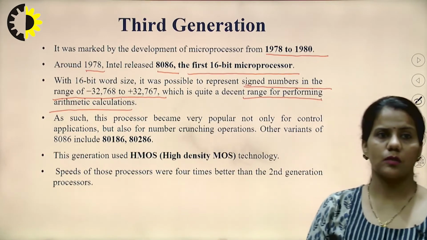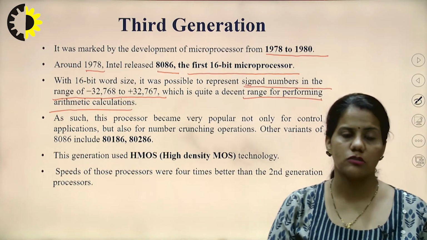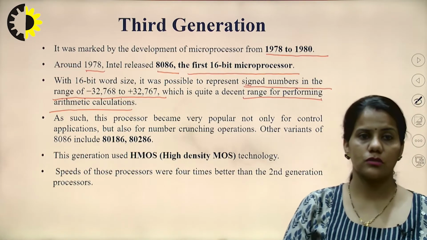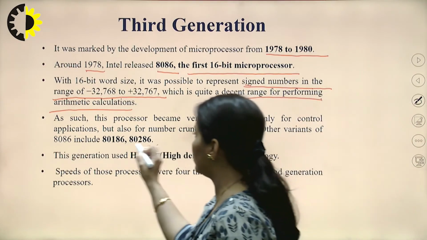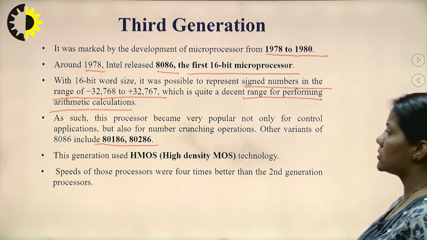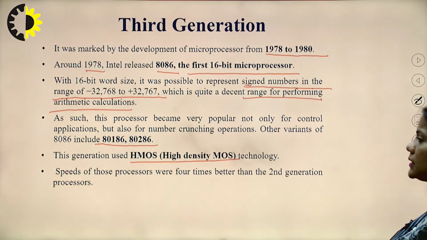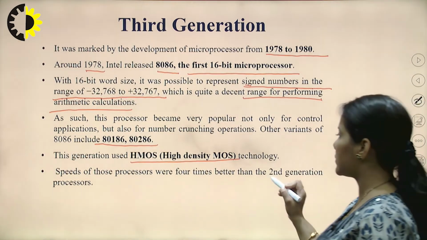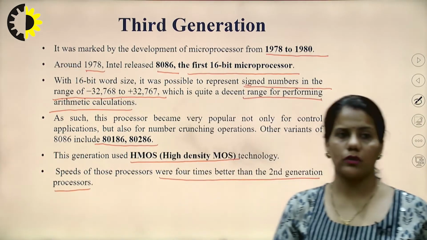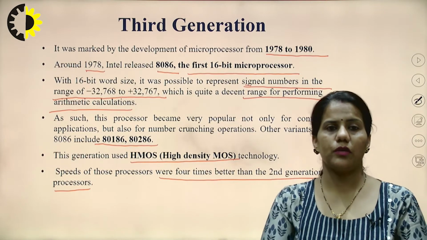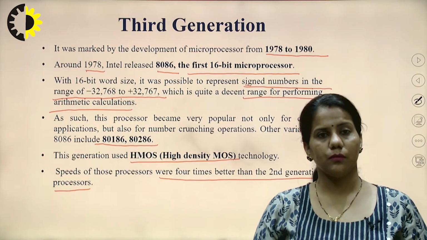As such, this processor became very popular for not only being used in control applications, but also for number crunching operations. Other variants of 8086 include 80186 and 80286. So, this generation used HMOS, that is high density MOS technology. Speeds of these processors were 4 times better than the second generation. This is another important factor. So, the fabrication technology used in this generation is HMOS, and this is again better than the previous generations.